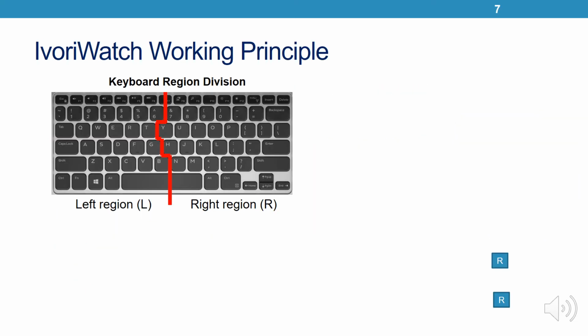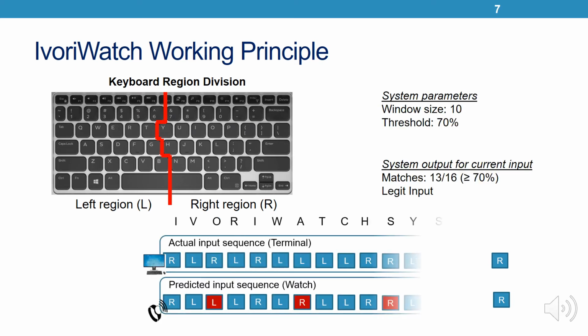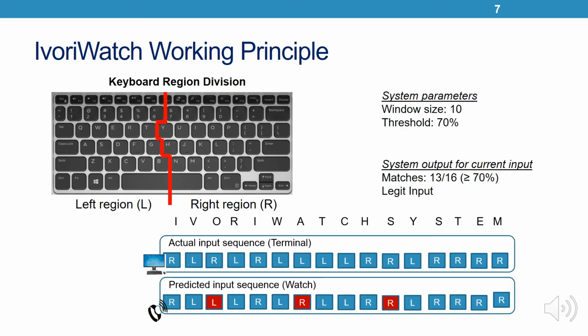Now let's see how IvoriWatch works at its core. We divide the keyboard characters into two regions, left and right, as shown in the figure, based on the hand that is typically used to type the given character. When a user provides input to the remote web server, IvoriWatch generates two sequences: the actual sequence of keyboard regions corresponding to the input, and a sequence of keyboard regions predicted based on wrist motion captured by the watch. IvoriWatch correlates these two sequences to verify the integrity of the input.